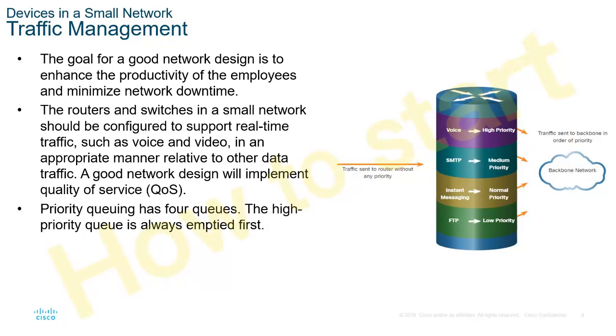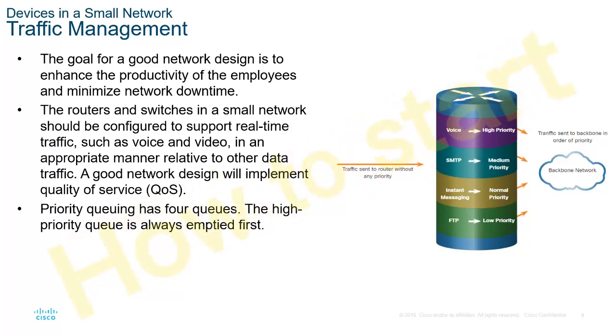You also have to look at managing the traffic. If there are massive amounts of traffic on the network, we may have to implement a technology for prioritizing the traffic. That would be quality of service. The priority queuing has four main queues. High priority is always emptied first. High, medium, normal, and low priority are the four main queues.